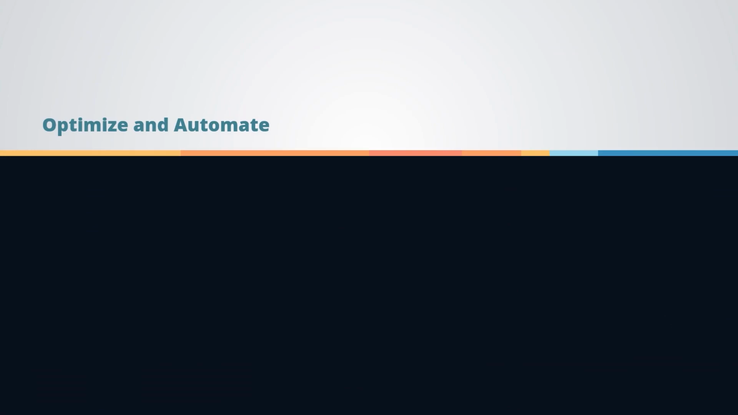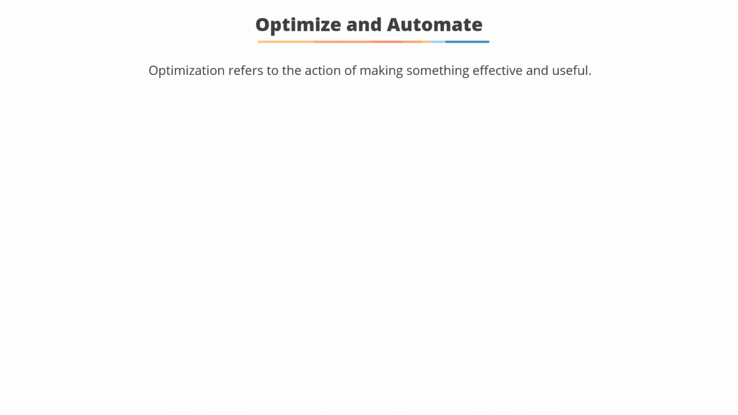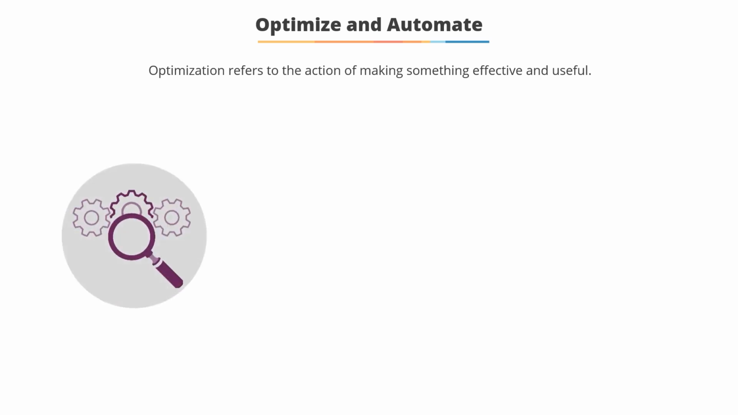Let's look at the last principle: optimize and automate. Optimization means to make something as effective and useful as it needs to be. Before an activity can be effectively automated, it should be optimized to whatever degree is possible and reasonable. Regardless of the specific techniques, the path to optimization follows these high-level steps.